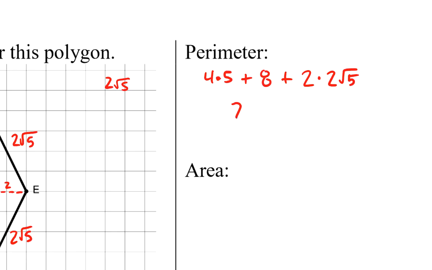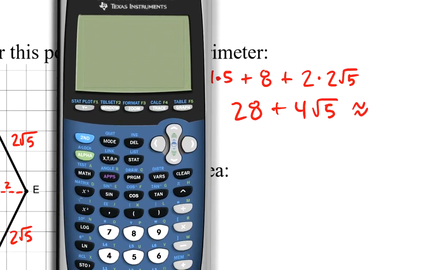So what I have here is 20 plus 8, or 28, and then plus 2, or actually I can rewrite this as 2 times 2 is 4, so I can write this as 4 times the square root of 5. Now that's my exact answer, and I can bring that around and write that as a decimal approximation.